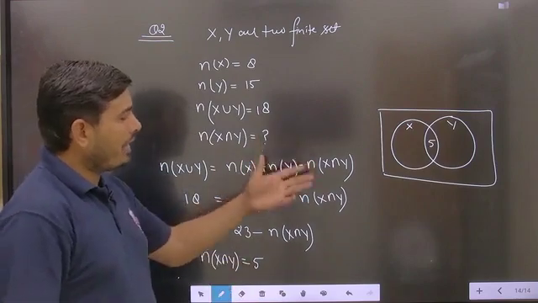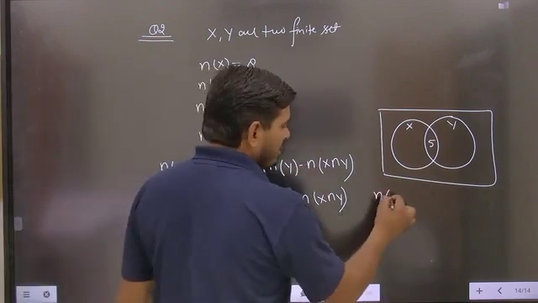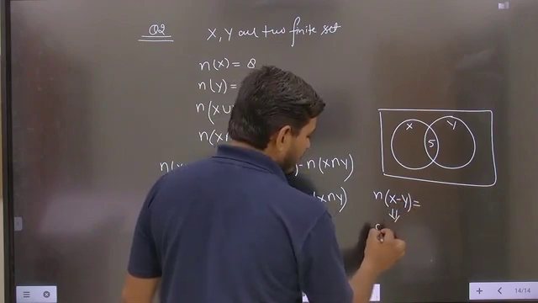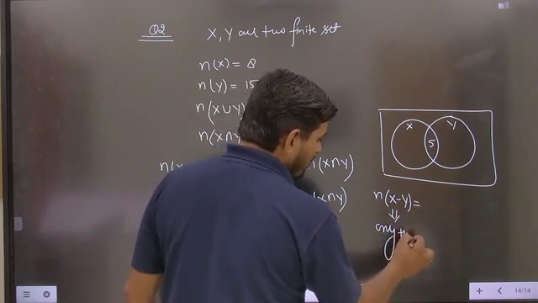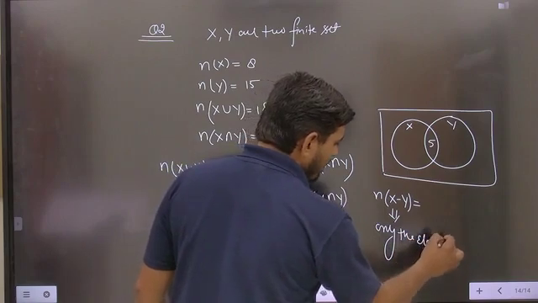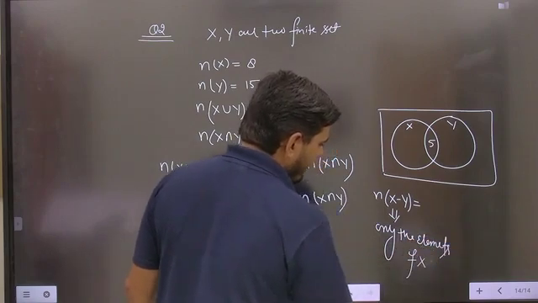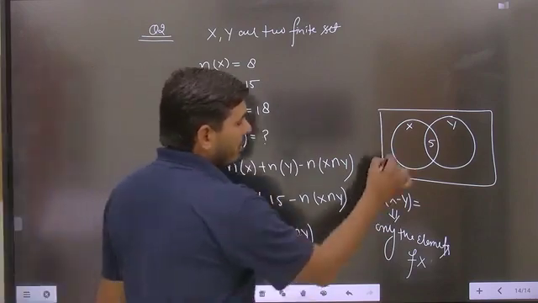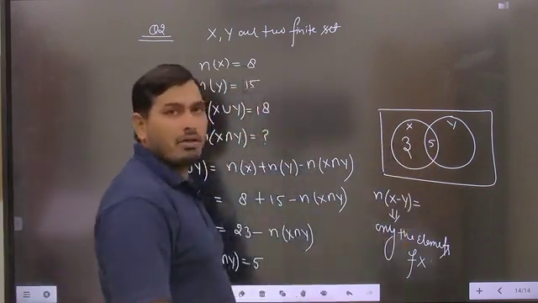Now in only x, so only x can be written as x minus y. This means only the elements of x. So the total number of elements in x will be equal to 8, and this particular part has the number of elements as 3 here.